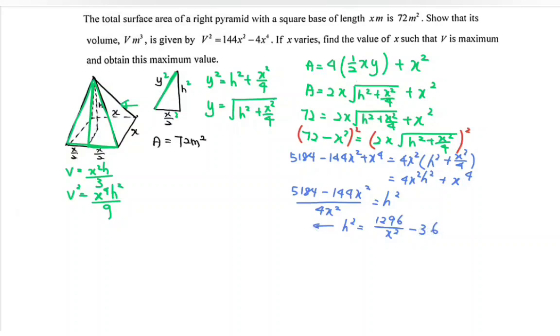Kindly substitute. V squared equals x to the power 4 over 9, times the bracket 1296 over x to the power of 2 minus 36. If we expand, V squared equals 144 x squared minus 4 x to the power of 4. So we have shown the situation given. Next, the question says if x varies, find the value of x such that V is maximum and obtain its maximum value. Now move on with the second part.